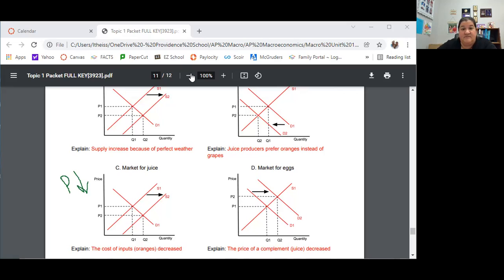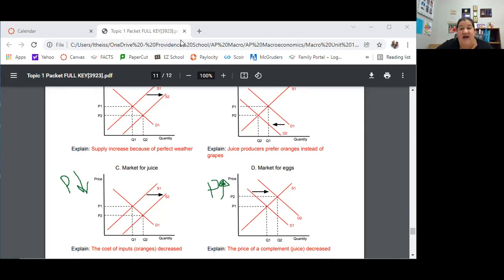Next, what happened to the price of eggs? In this case, the price of eggs increases. How's that going to change things for us? So the price of eggs increases. The explanation for this one was that the price of a complementary juice decreased, therefore demand for eggs increased, because eggs and juice, apparently, according to these people, go together. So the price for eggs increased.